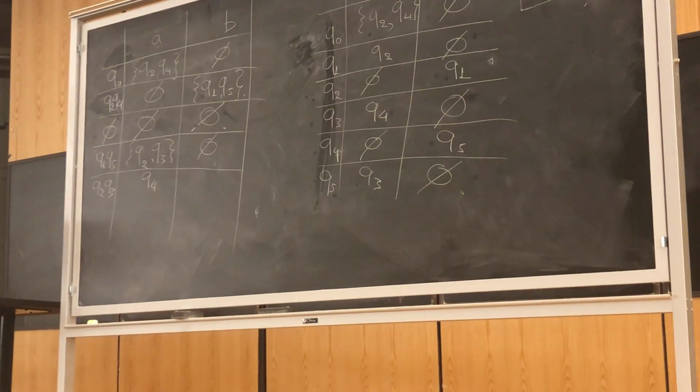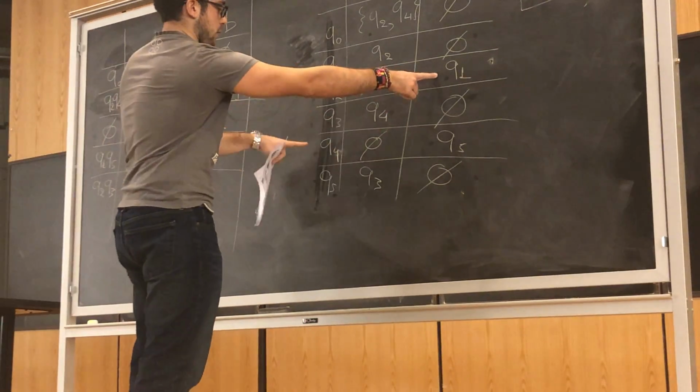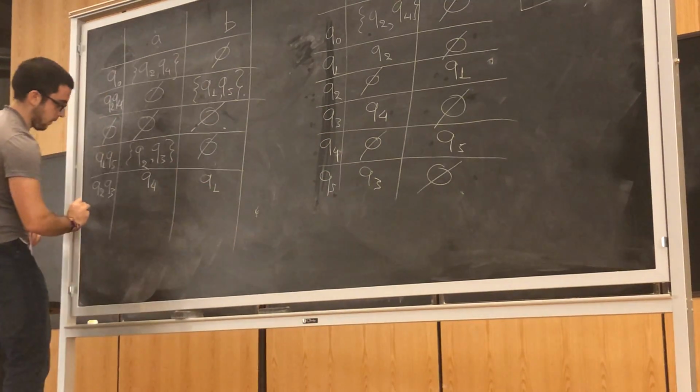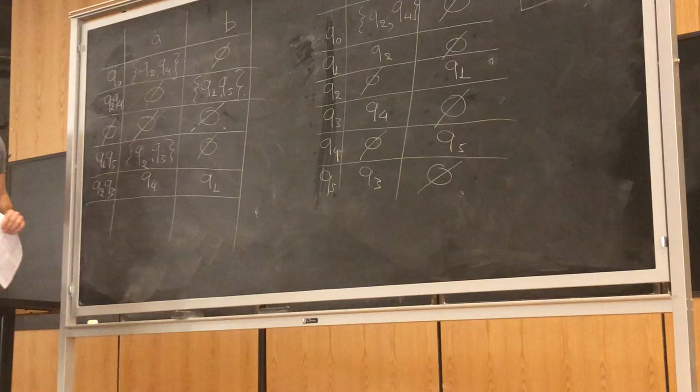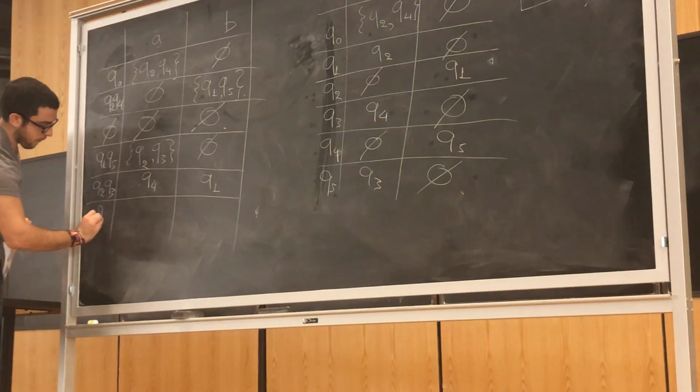That's one element, so I don't need to use the set notation. Q2, Q3 with an input of B. Q2, Q1, Q3, empty. Q2, Q3 is defined. Now I get to Q4.